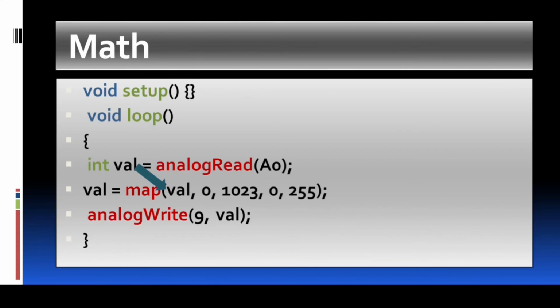Here you can see the value goes in first, then after mapping we write the same value there. Here analogRead function gives values between 0 to 1023. Here the analogWrite function takes values between 0 to 255. Next math function is maximum.